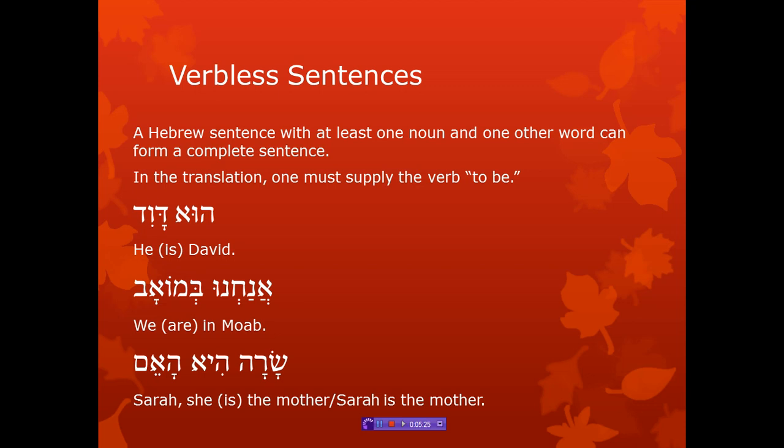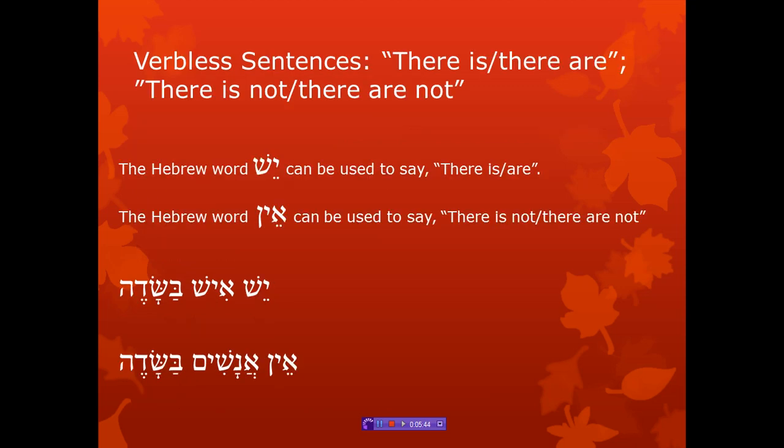The pronoun is sometimes there in Hebrew, that extra pronoun. It doesn't have to be there. It could just be Sarah ha'em, Sarah is the mother. But oftentimes you'll see this redundant pronoun, Sarah hi ha'em. Sarah is the mother. Good.